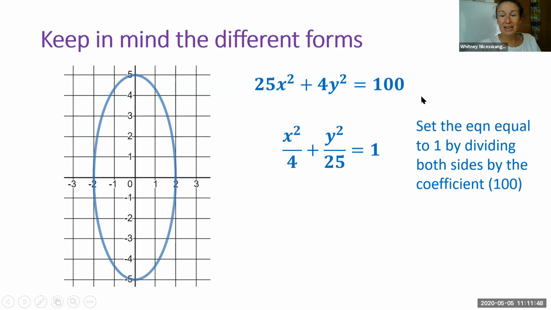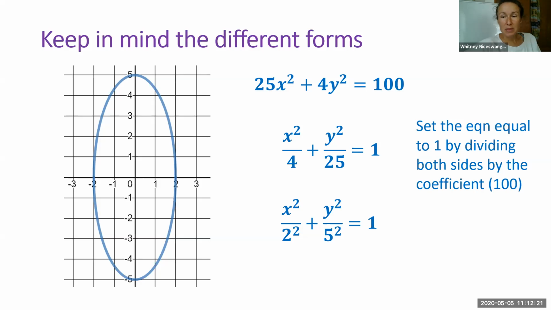So when we divide both sides by 100, 25 over 100 simplifies to 1 over 4. 4 over 100 simplifies to 1 over 25. So we divided both sides by the constant term, which gets us set equal to 1. And now we can see the radius in the x direction is a 2. The radius in the y direction is a 5. So we know we have an ellipse because the radii are different. It's not a circle, it's going to be an ellipse.